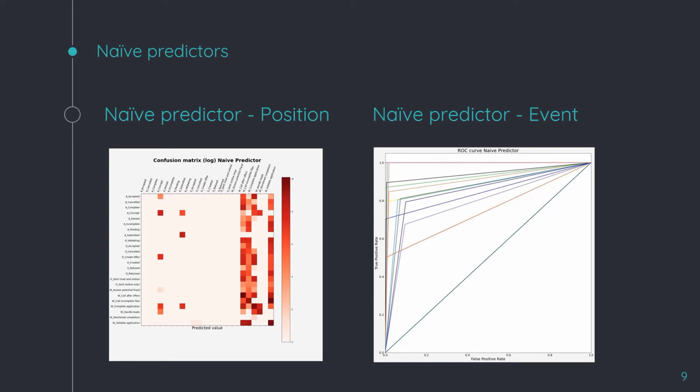We also have an ROC curve for the naive predictor. Each line represents an event. If the line is closer to the upper left corner, it's more accurately predicted.